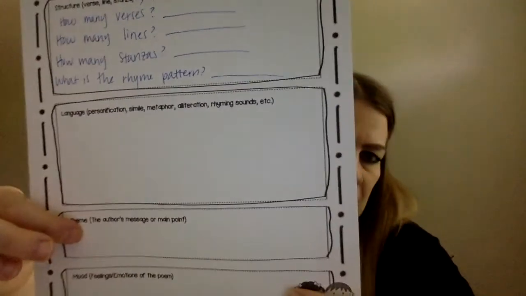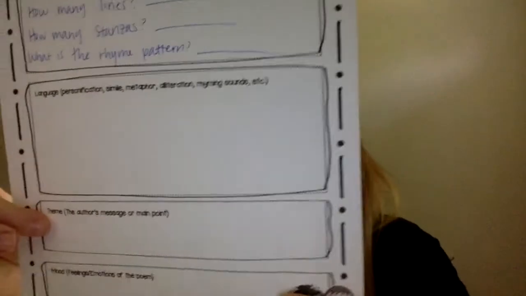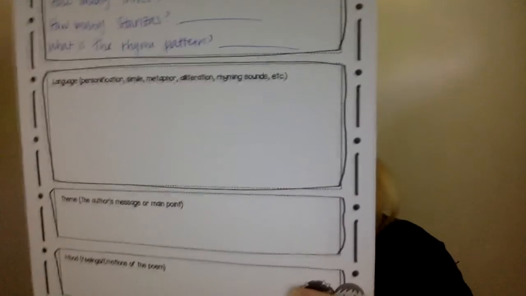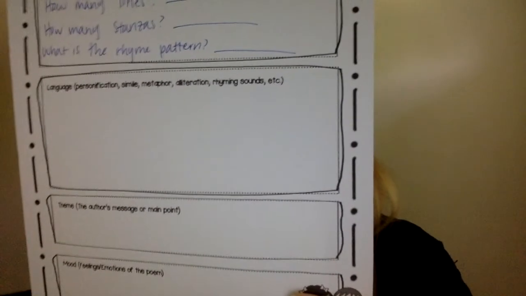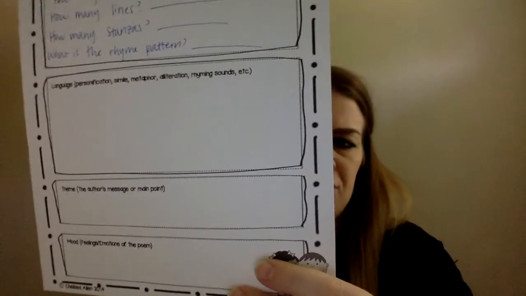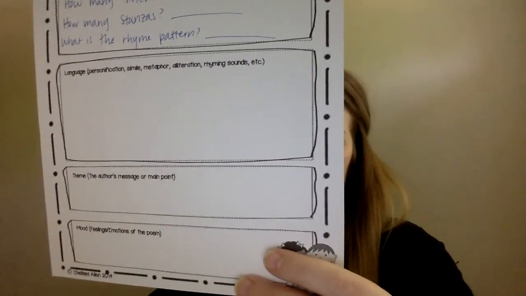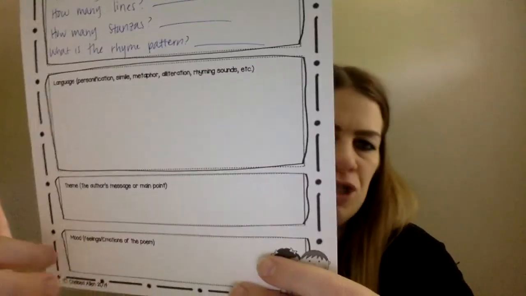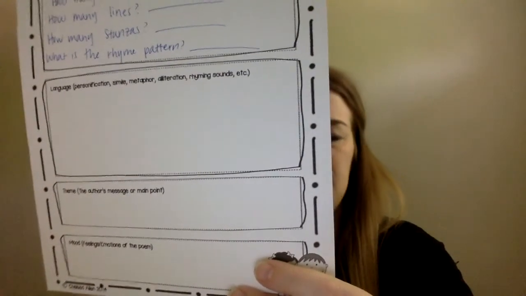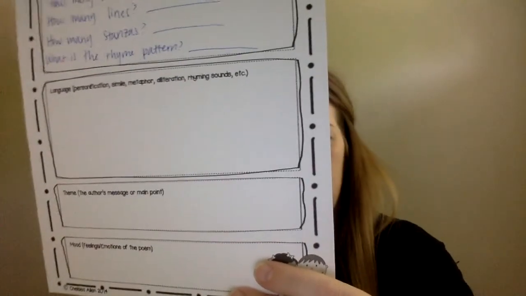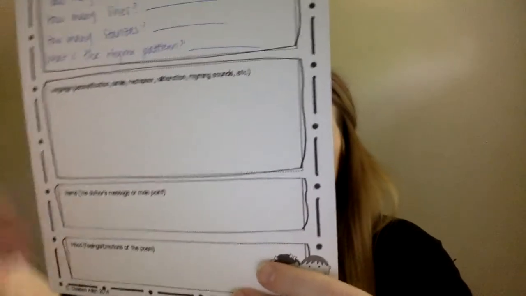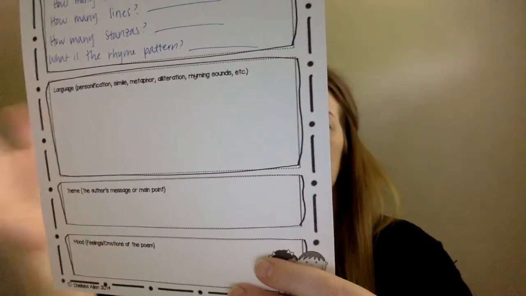Then I want you to tell me the theme, the author's message, or the main point. Why is the author introducing this poem to us? What is the theme? What is the whole thing about? Then the mood. In poetry, there's a lot of expression of feelings. So I want you to talk about what the feelings and emotions of the poem are. Is it sad? Is it happy? Is it a kid going through a really hard challenge? Talk to me about that mood and that tone.